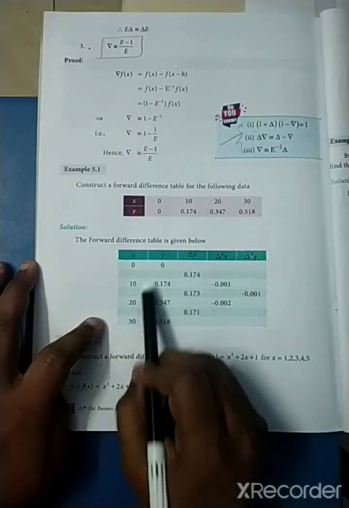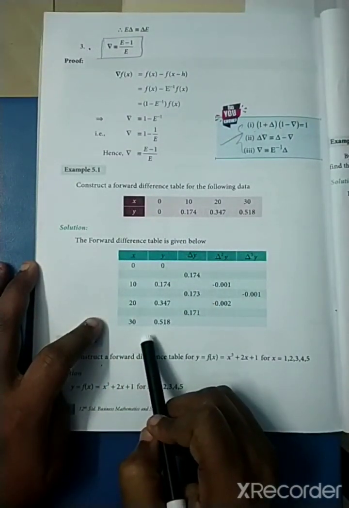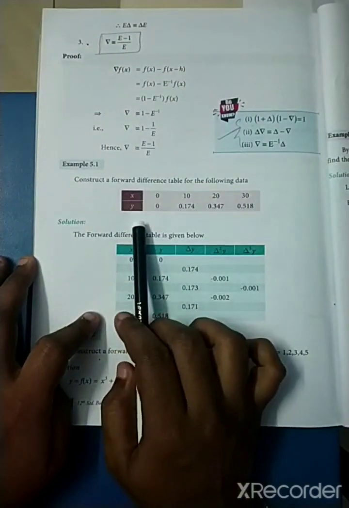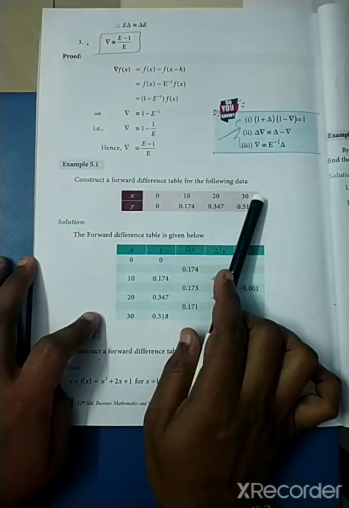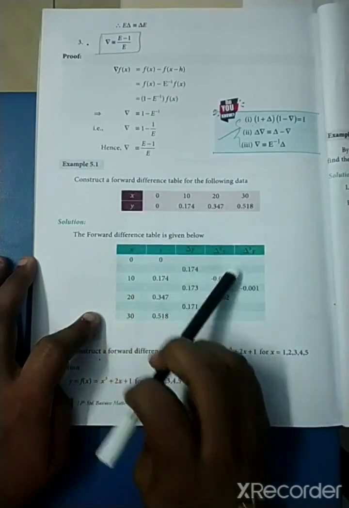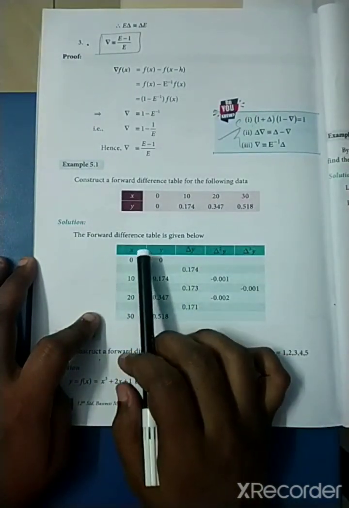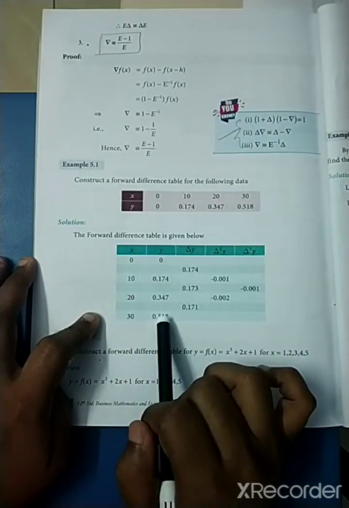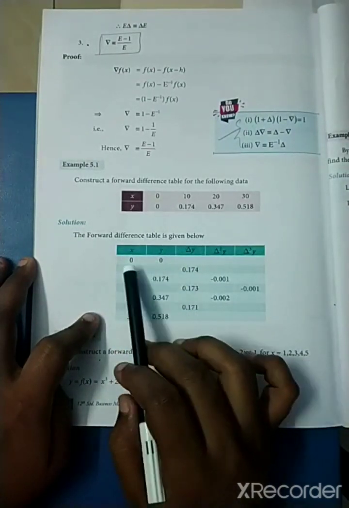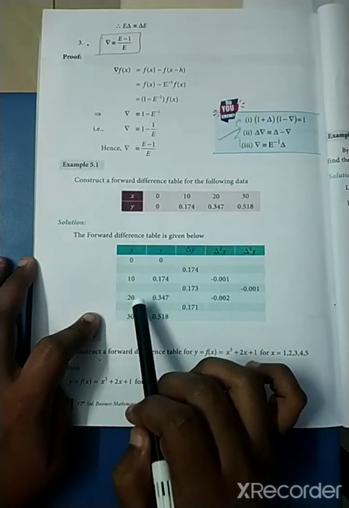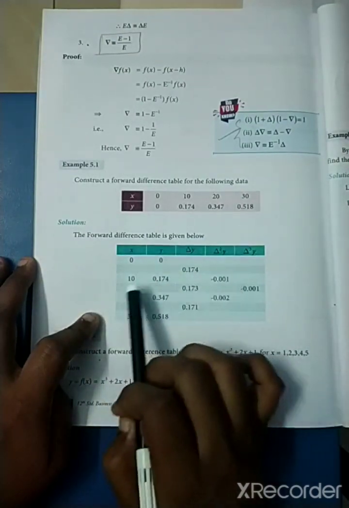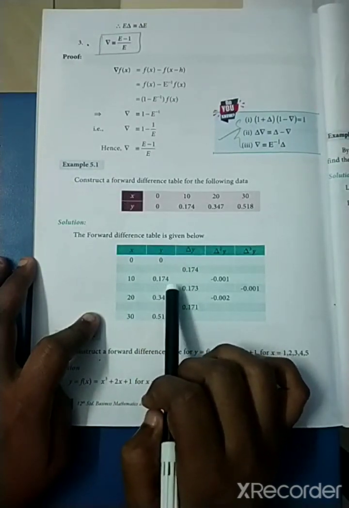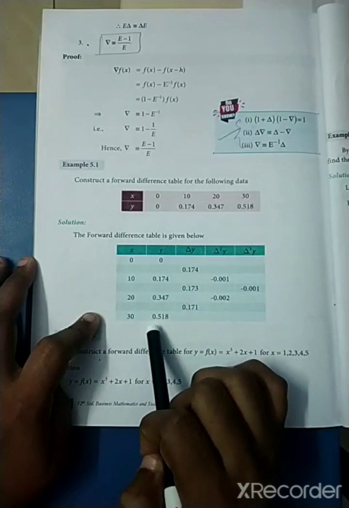Now you are going to construct the forward difference table. I'll show you this example, then we will move forward to our exercise. Now they have given x and y, four values each for x and y. Now I'll form the table such that x and y are in the standing position, that is in the vertical position. Now I put 0, 10, 20, 30. I have left some space between. Now I place y: 0, 0.174, 0.347, 0.518.